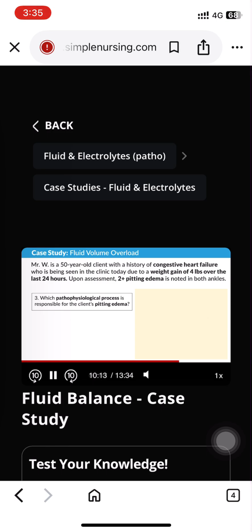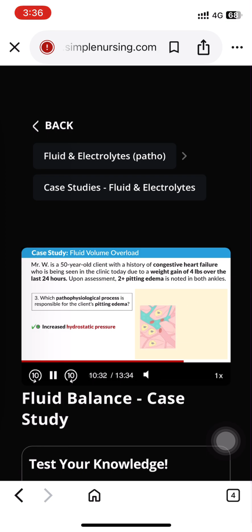Okay, let's break this down. The key term here is pitting edema, which is that waterbed skin, from all that high fluid pressure being pushed out of the blood vessels and into the surrounding tissues, called the interstitial space. So the correct answer is increased hydrostatic pressure.